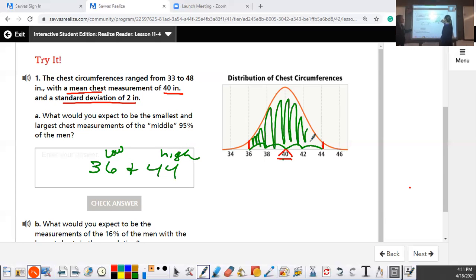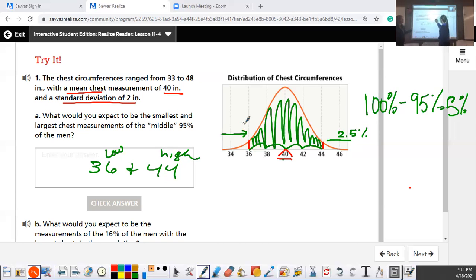So if we've got 95% in between, what's on the corners? Well, I know 100% is going to be the total. So 100% minus the 95% leaves 5%. And that's divided between the left extreme and the right extreme. So that means 2.5% of the people have chests bigger than 44 inches, and 2.5% of the people have chests smaller than 36.